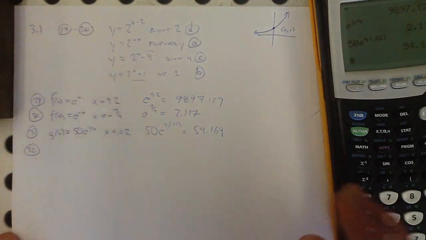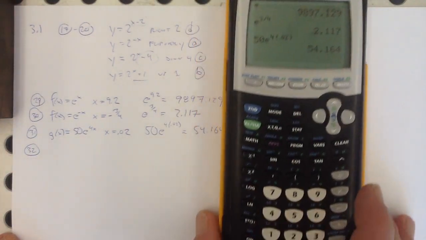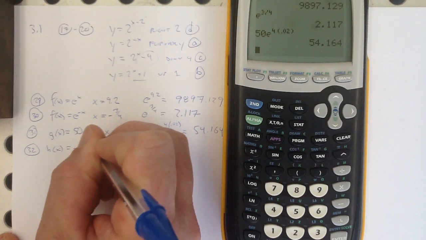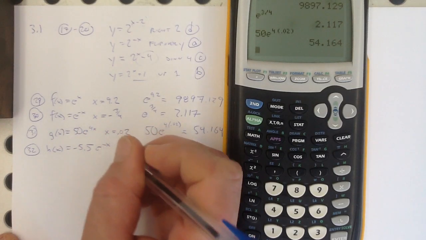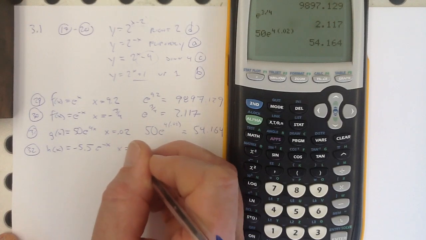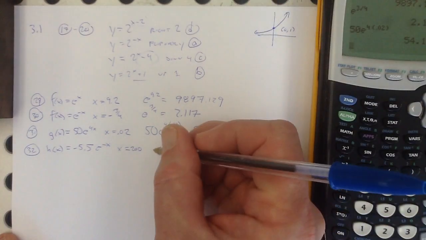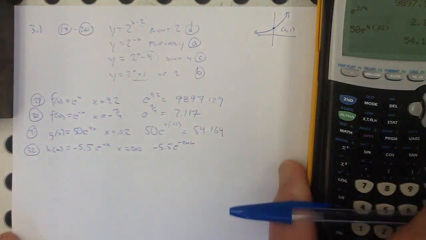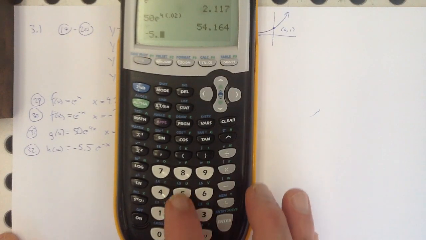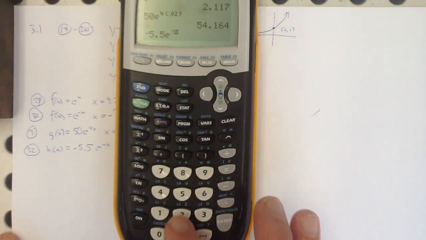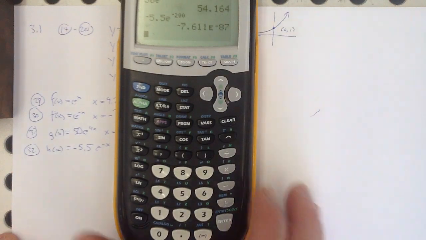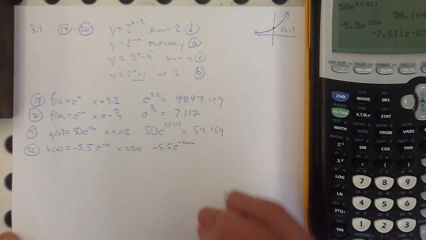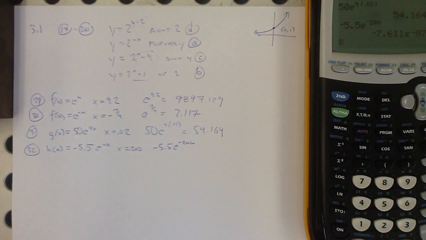And one more button pushing problem for now. H of x is negative 5.5 e to the negative x, and x is equal to 200, so that means we need to do negative 5.5 e to the negative 200. Ooh, that's a small number. So rounded to the nearest thousandth.